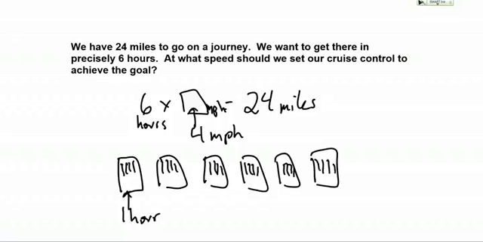This is equivalent to the old division question. You have 24 pieces of candy and 6 kids, and they want to share them equally. They want to be on cruise control. So how many pieces of candy per kid? That would be 4 pieces of candy, except this isn't as delicious on our journey.